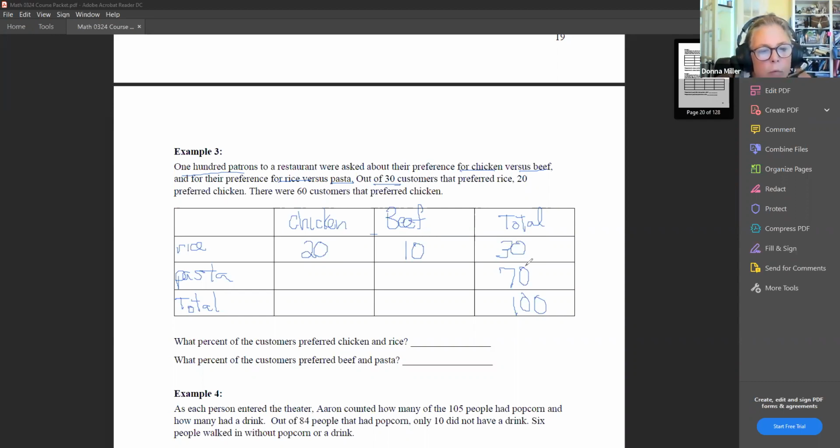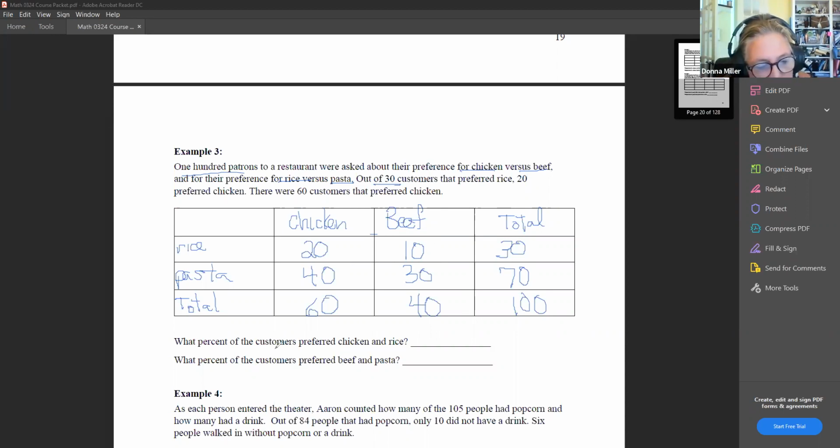All right, there were 60 customers that preferred chicken. So chicken would be this column right here, so that's a total. And I think I can fill everything in now. 60 plus what is 100? This would be 40. 20 plus what is 60? That would be 40. And 10 plus what is 40? That would be 30. All right, you can check it. 40 plus 30 is 70. See how everything adds up? We know we did it right. If they don't add up, we didn't do it right.